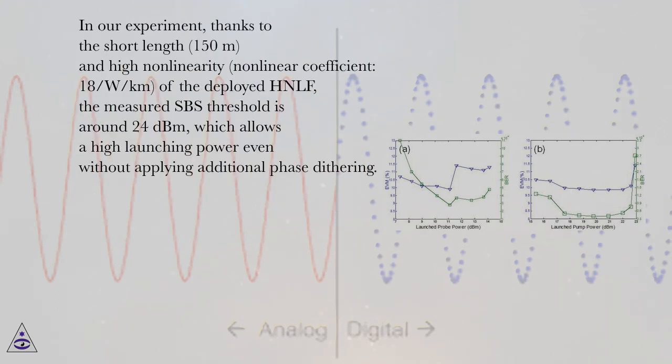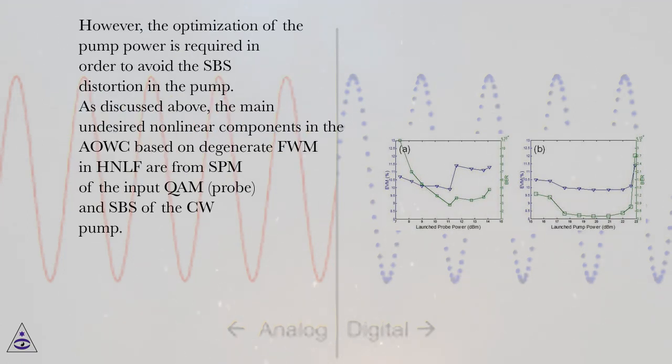In our experiment, thanks to the short length, 150 meters, and high nonlinearity, nonlinear coefficient, 18 /W/km, of the deployed HNLF, the measured SBS threshold is around 24 dBm, which allows a high launching power even without applying additional phase dithering. However, the optimization of the pump power is required in order to avoid the SBS distortion in the pump.